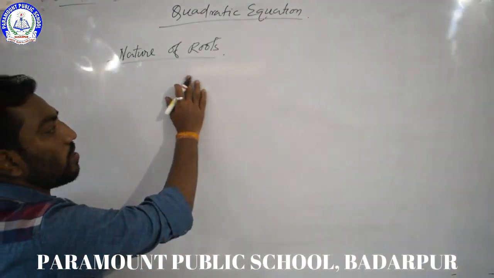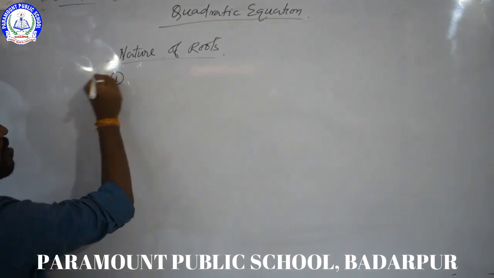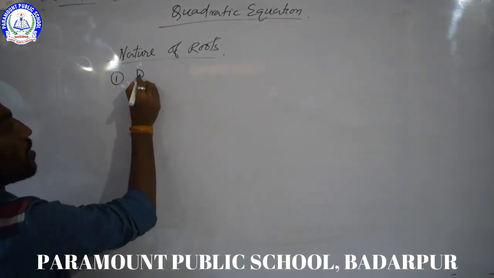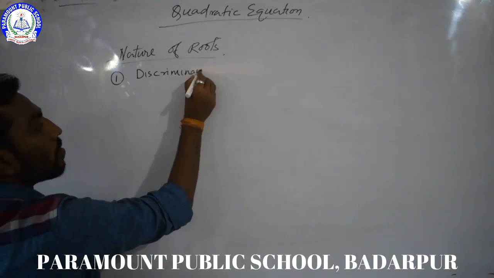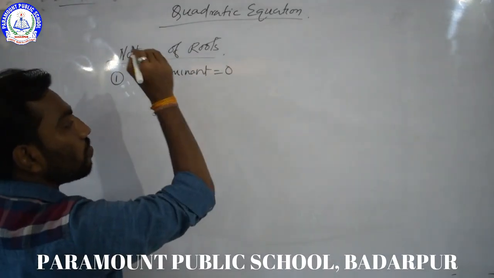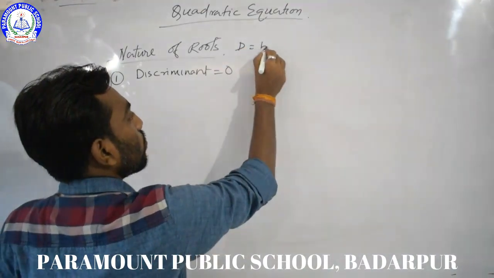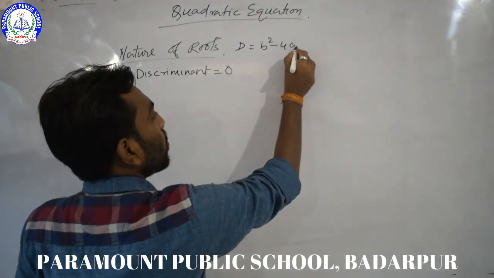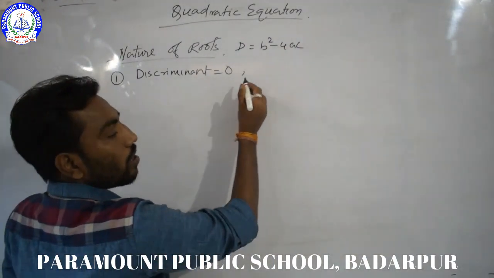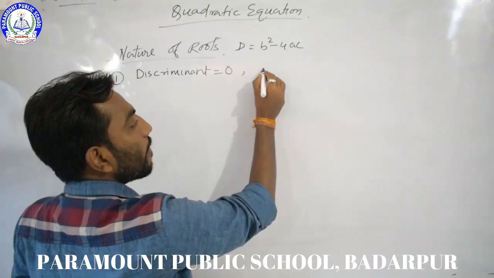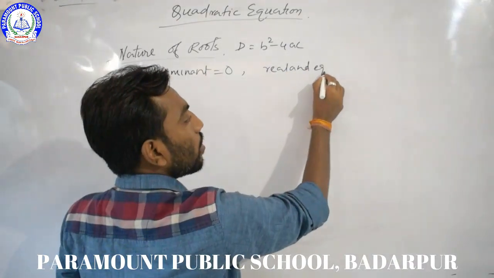So what was our nature of roots? Our nature of roots depends on the discriminant. What is our discriminant value? D is equal to b square minus 4ac. So when our discriminant is equal to 0, the nature of the roots is real and equal.